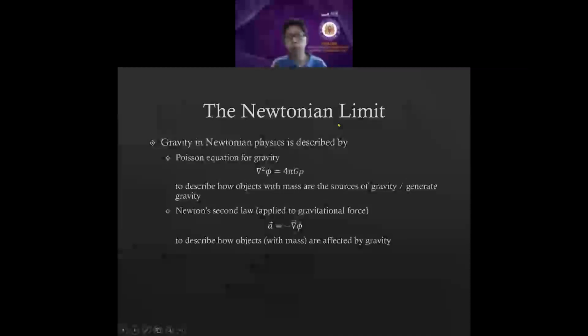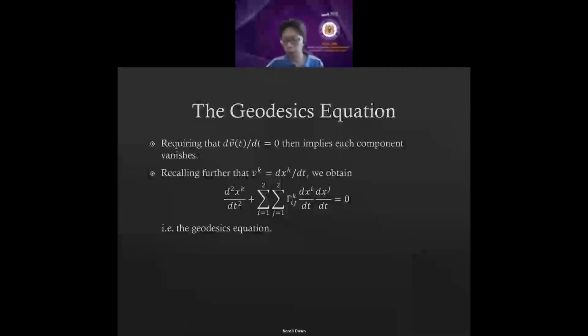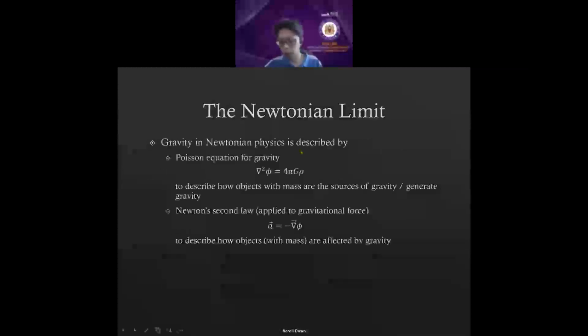Okay, so to talk about the Newtonian limit, we need to first talk about what the equations describing Newtonian physics are. There are two equations that describe gravity in Newtonian physics. One is this Poisson equation for gravity, which describes how objects with mass are the sources of gravity, or how objects with mass generate gravity.